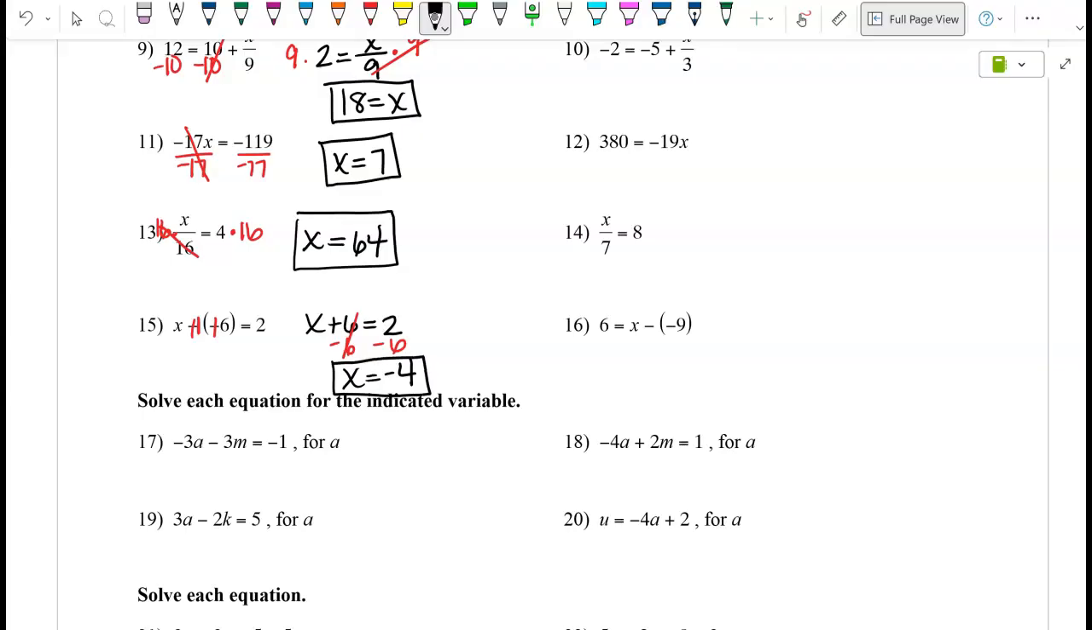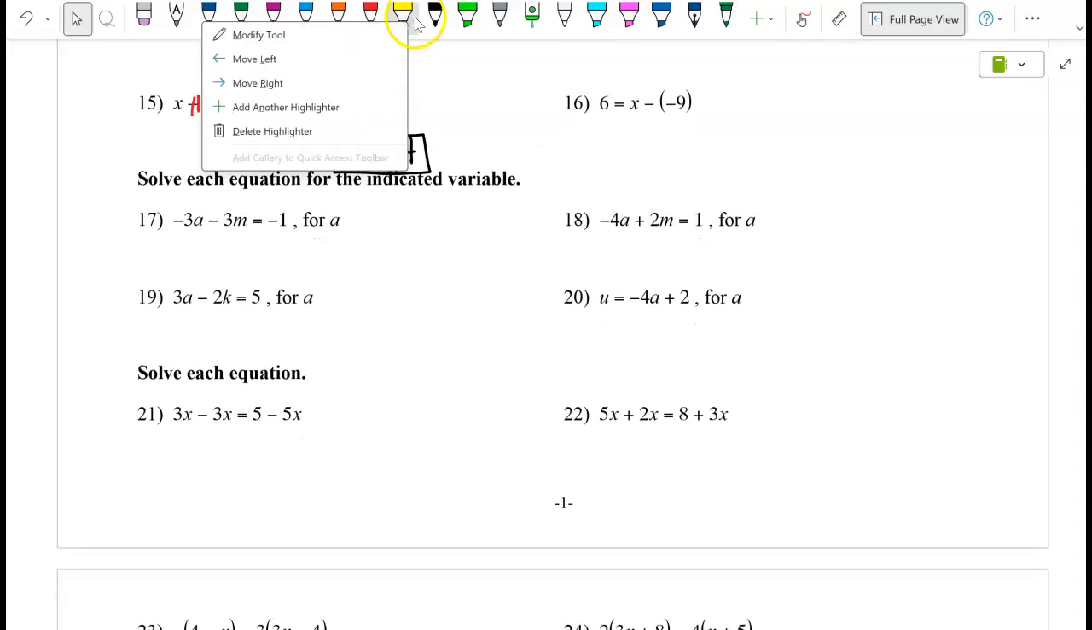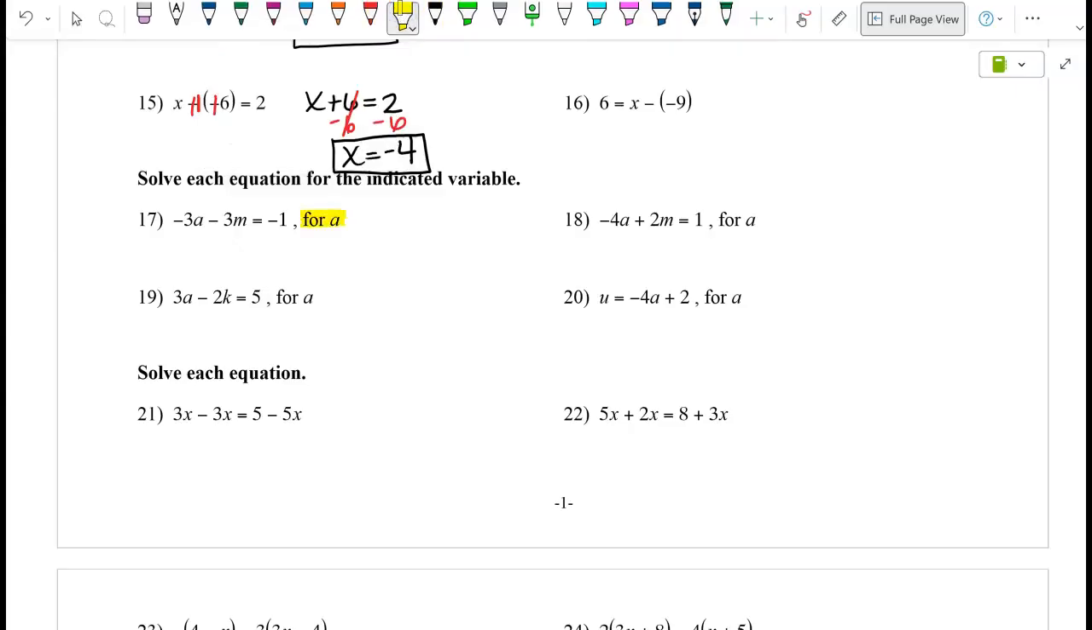Now, 17 and 19, those are those literal equations we worked on Friday. So on 17 and 19, both of them want you to solve for a. So on number 17, solve for a. So that's the variable we want by itself. Number 19, solve for a.